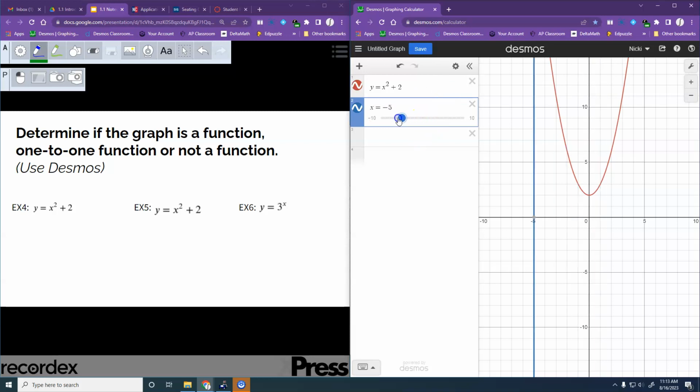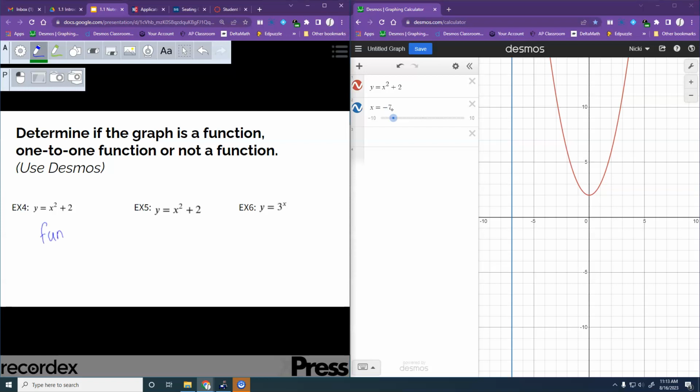All right, so if I pass a vertical line through that one, is it going to hit twice anywhere? It is not. So it is a function. Is it a one-to-one function? No, it's not, because if I try a horizontal line, which will be a y equals line, let's see if I can make this work.